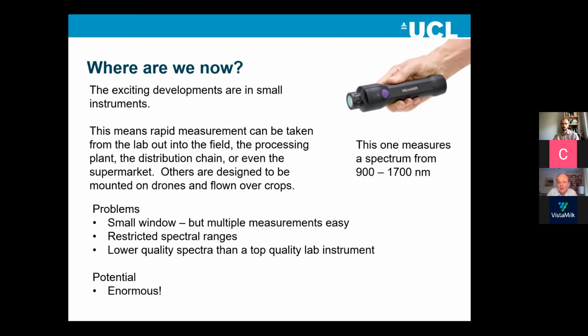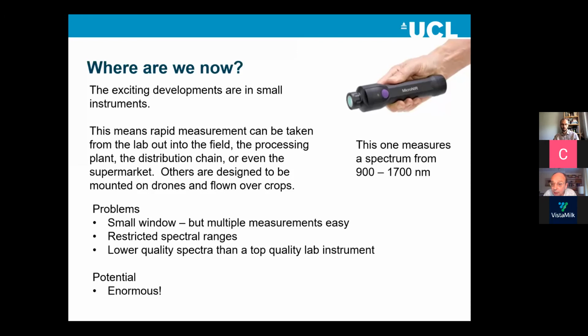When you take stuff into the lab, you tend to take a little sample and take one measurement on it. If you're out there looking at a whole stack of animal feed, you can take a lot of measurements on that animal feed. And since most of the measurement variability is actually sampling variability and not analytical variability, that's a potential enormous improvement. So there is a lot of potential here.